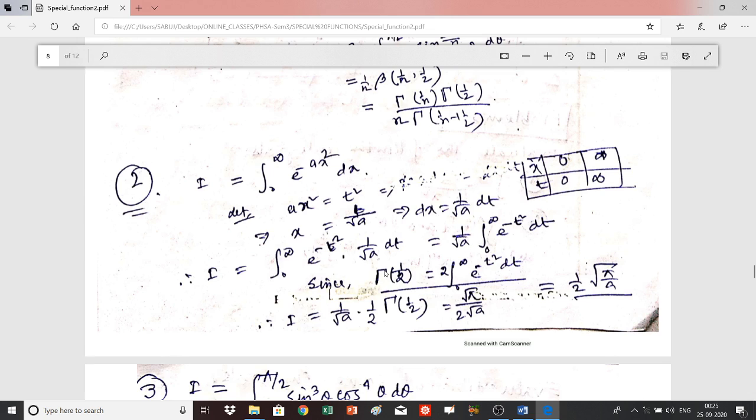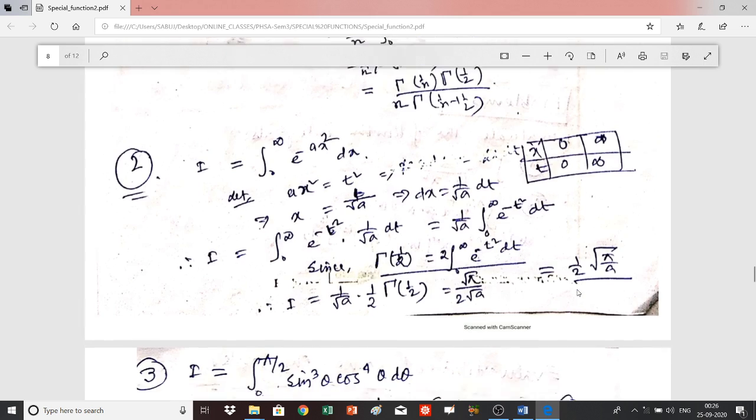So you know that gamma half is equal to 2 times the integral from 0 to infinity of e to the power minus t square dt. You are very familiar with this. You have already done it. So no problem here. So I is equal to 1 by root a, and then this term will give you gamma half, and you know the value of gamma half is root pi. So that will give you root pi by 2 root a. So finally it will give you half root pi by a.